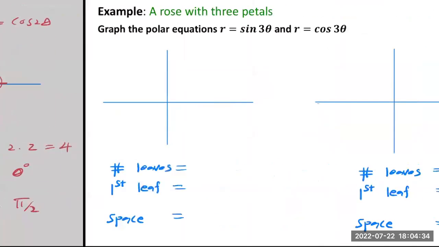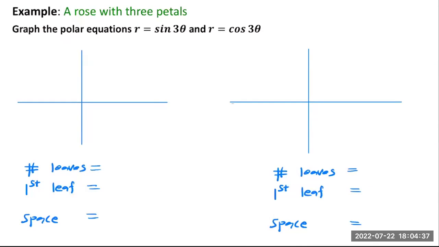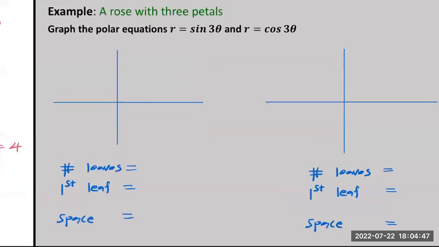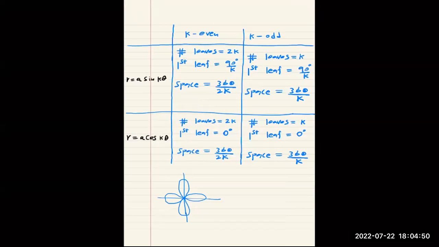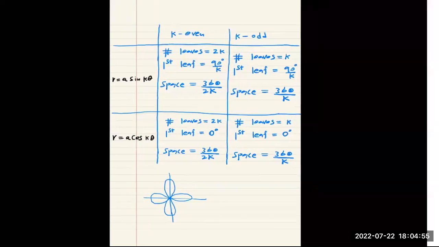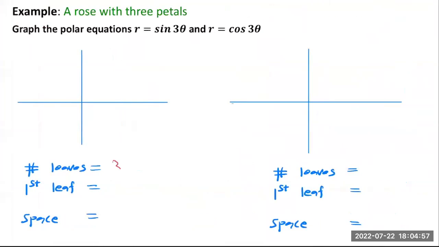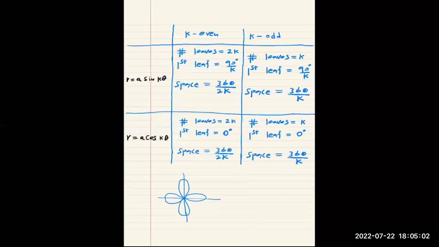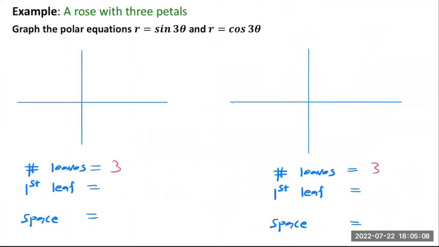I want to go over another example of that type, this time with odd coefficient 3. Both sine and cosine, but with odd coefficients. What is the number of leaves in this case? In the odd case, if you go back to the table, this is the column corresponding to the odd case. In both cases, k is 3, so the number of leaves is 3. And the first leaf, for the cosine case, is going to be at 0. For the sine case, it is 90 over k.